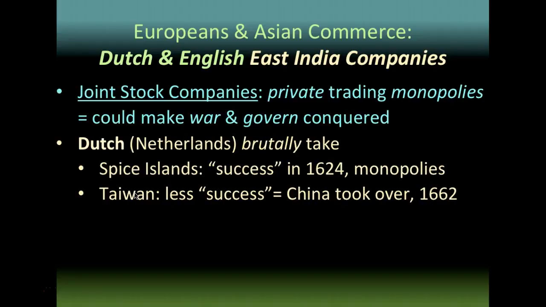The Dutch, these are people from the Netherlands in the northwest-ish part of Europe, sort of. The Netherlands, the Dutch brutally take a few territories, these Spice Islands, for example, and this is considered successful. And by 1624, they create monopolies on mace, nutmeg, and what's the other spice?